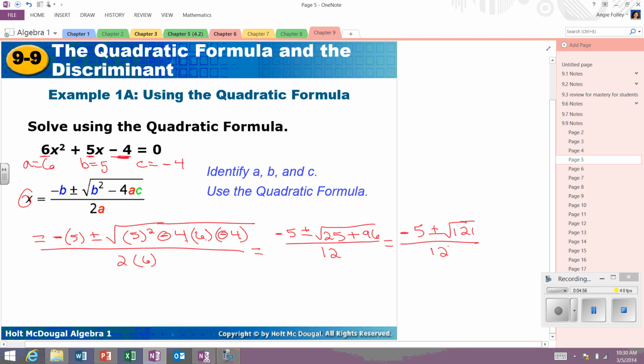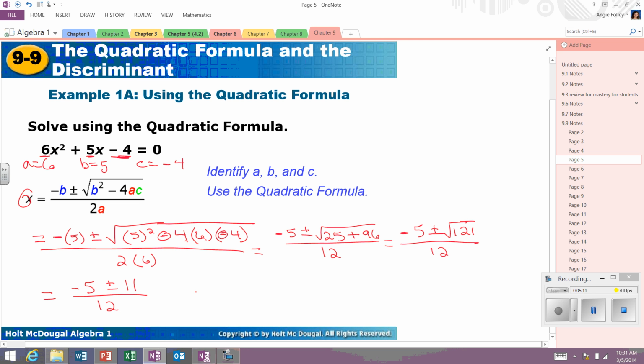Now, next step, I'm going to move down here. That's -5 plus or minus the square root of 121, which is 11, and we've already got that plus or minus sign, so we're okay on that, all over 12. Okay, we've got two solutions.